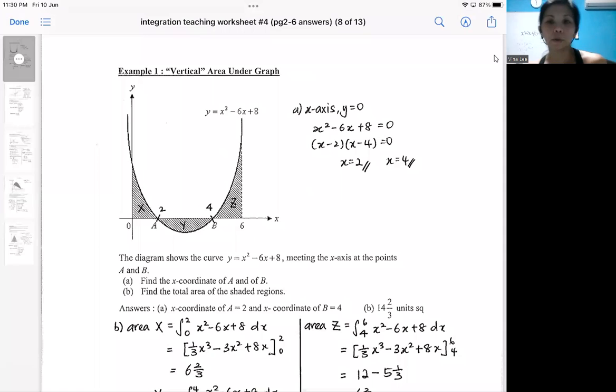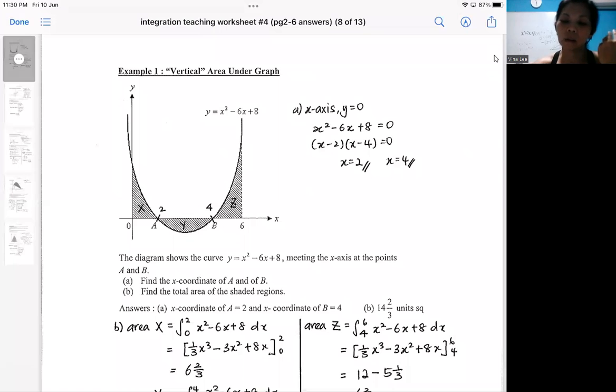Okay, so if you still remember when I first introduced the basics of area under a graph, we talked about vertical area and whether area is positive or negative. It all depends on whether the area is above the x-axis or below the x-axis. So this example will illustrate the idea of a positive area and a negative area.